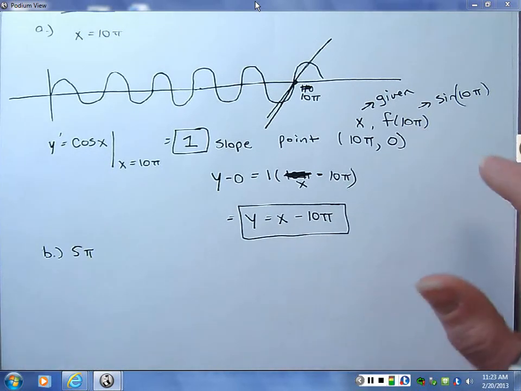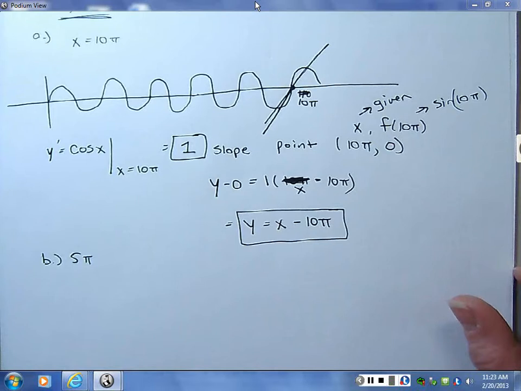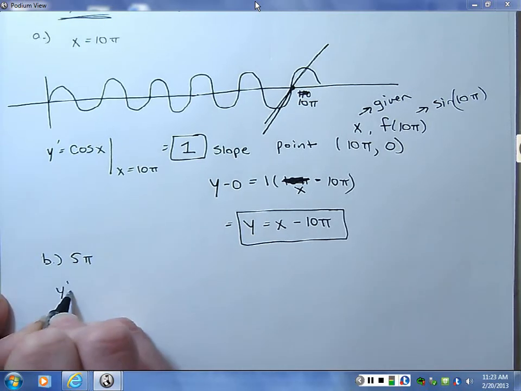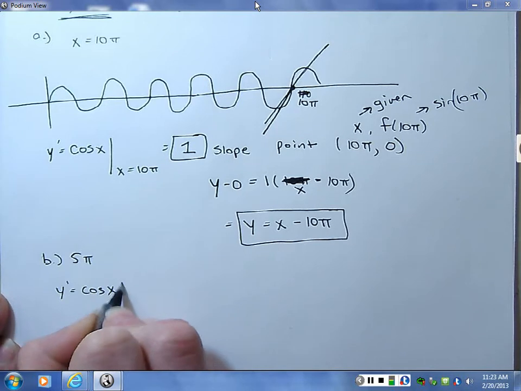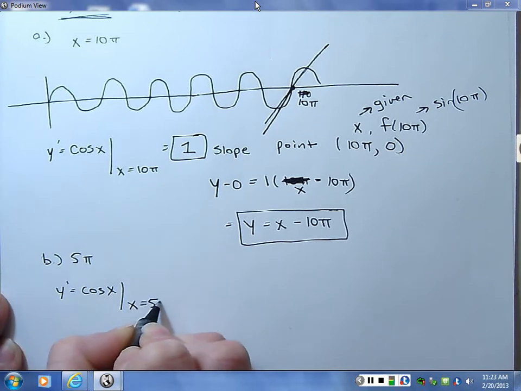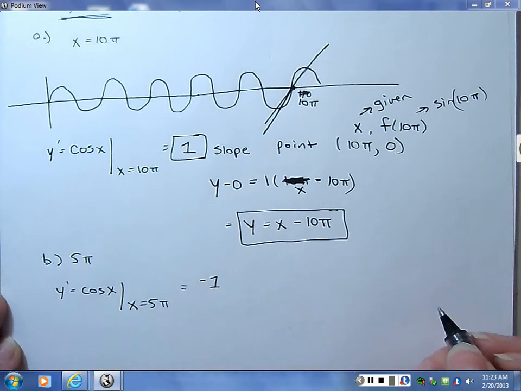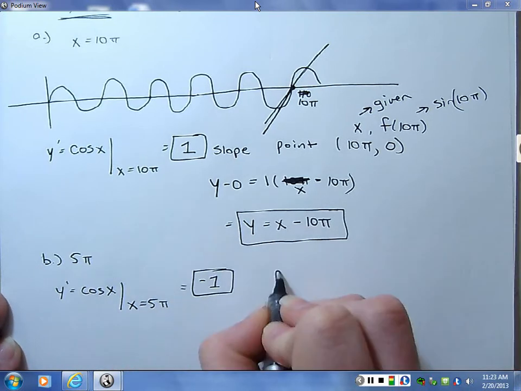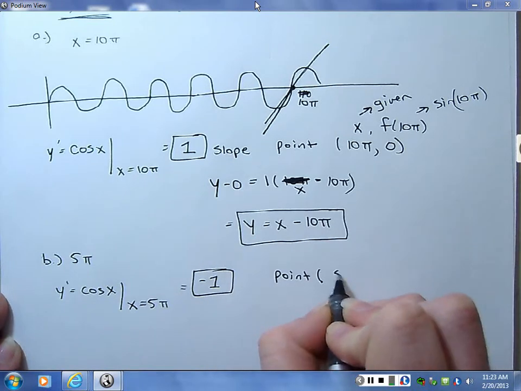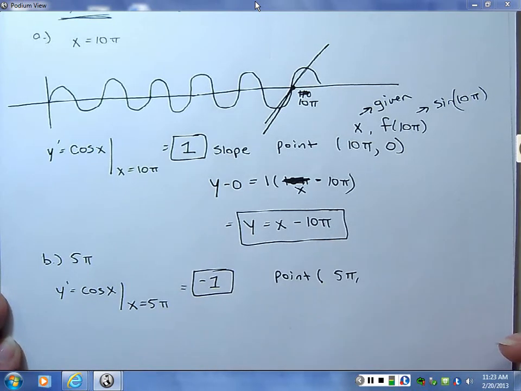You can see how a visual representation can give you some idea if you're close. However, not all functions you're going to be able to graph and think about how the tangent line is going to work. So here, we've already found the derivative, cosine of x. If I plug in x equals 5 pi, I get minus 1, right? So what's my point? 5 pi, comma 0.